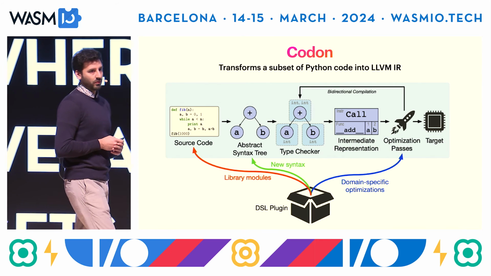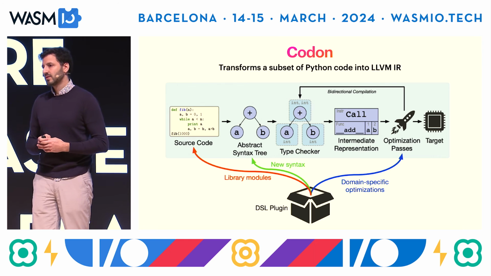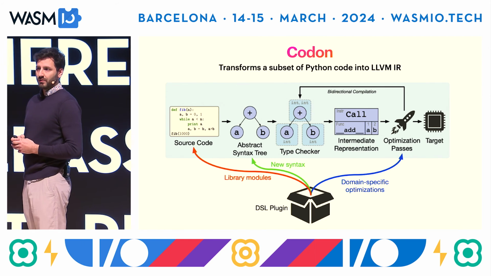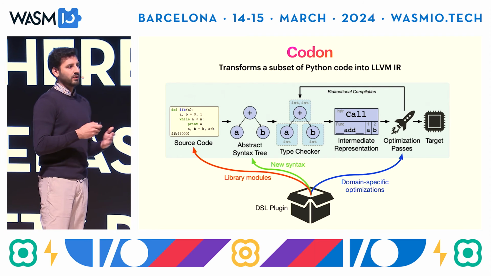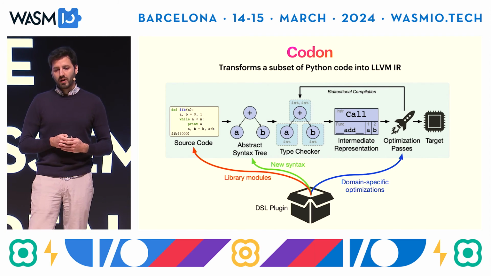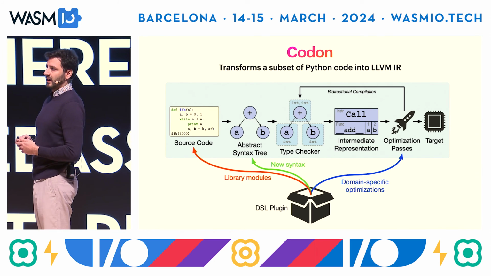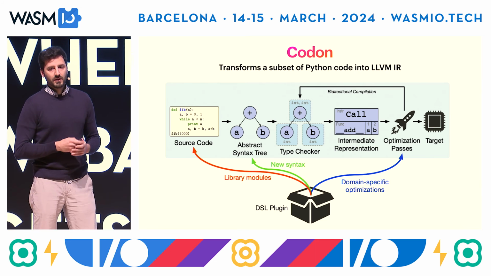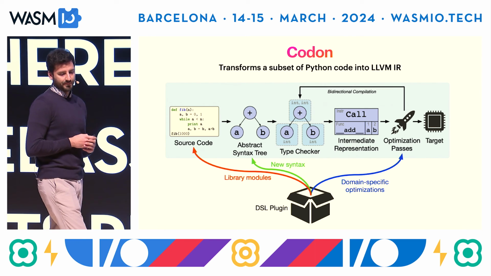Then next one, Codon, was launched about 1.5 years ago. Codon analyzes your Python code. It generates an abstract syntax tree from Python. It runs a type checker, trying to detect all the types that your program has. Then it compiles into LLVM IR, an intermediate representation format. From that, it does some optimizations. And then it goes into the target.